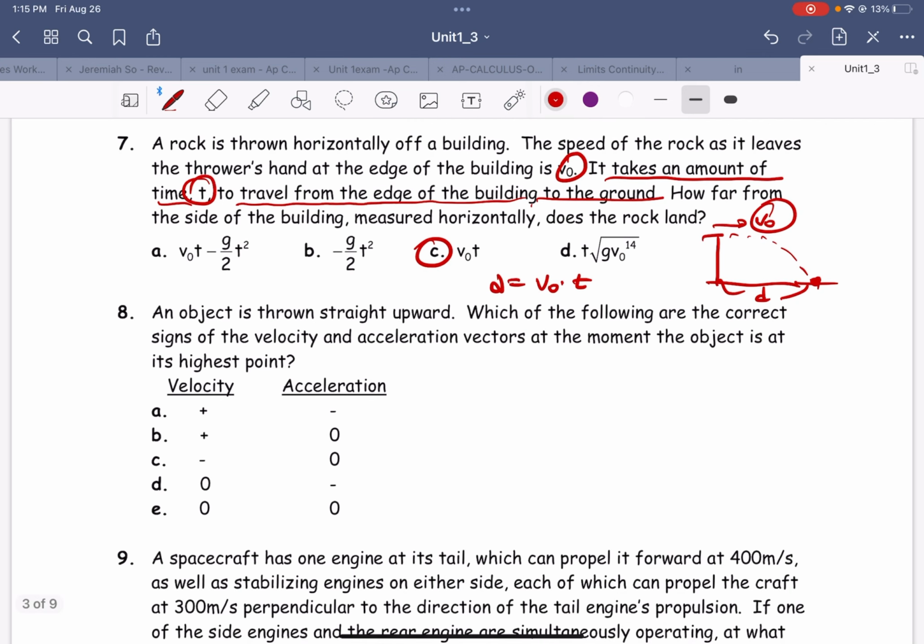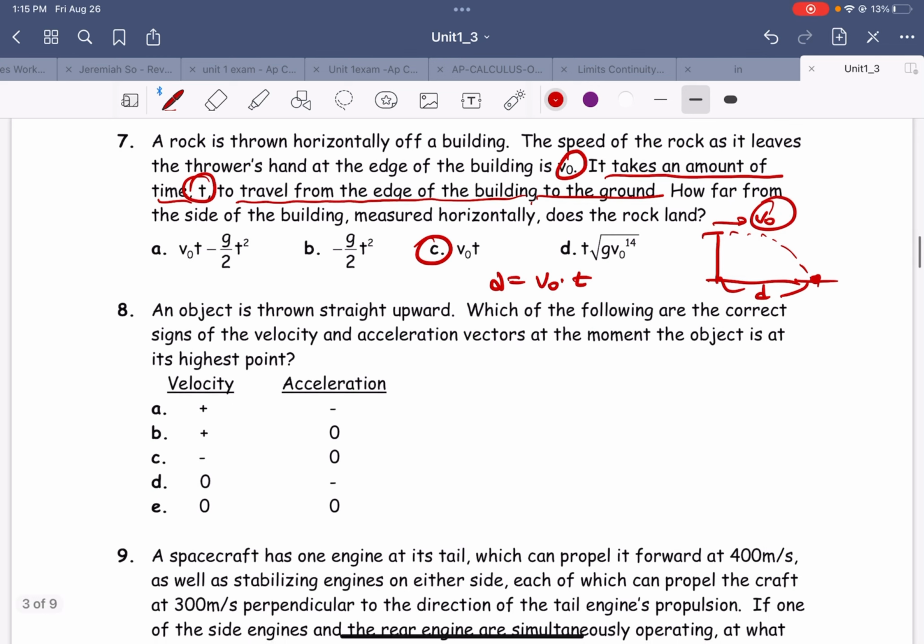Number 8. Okay, an object is thrown straight upward, and which of the following is the correct signs of the velocity and acceleration vectors at the moment the object is at the highest point? At the highest point, what happens? So think about it this way.